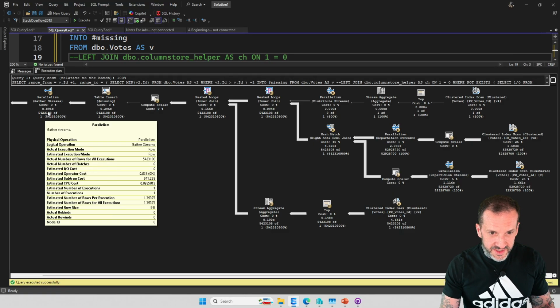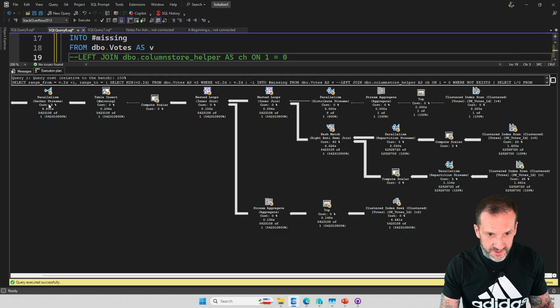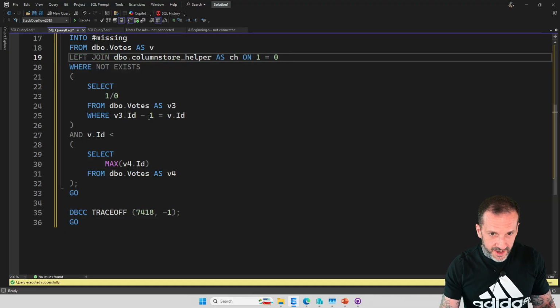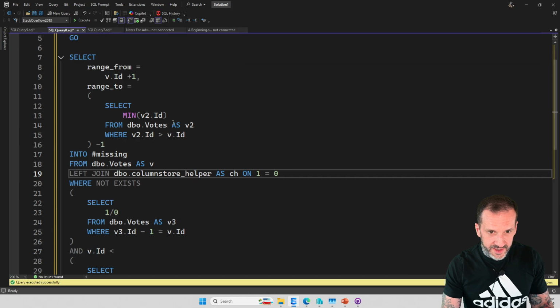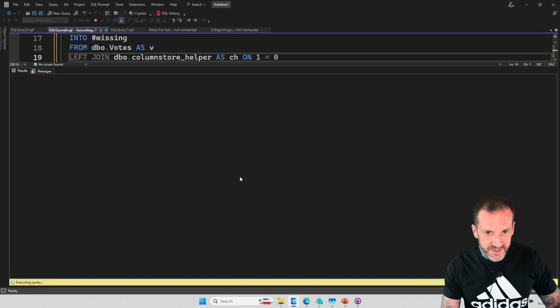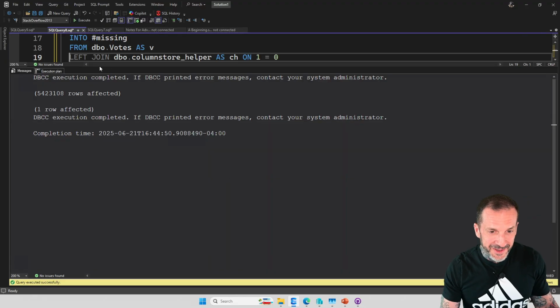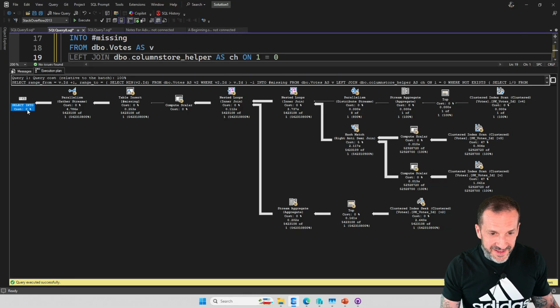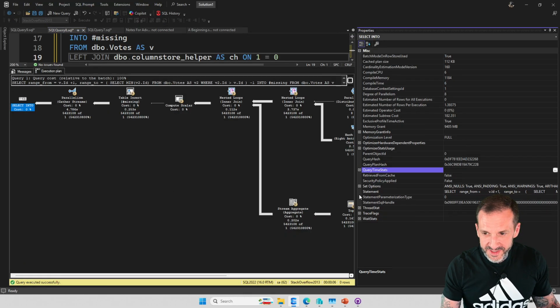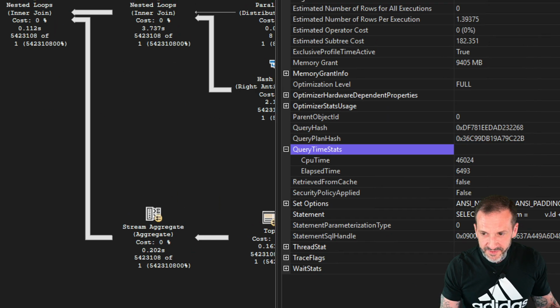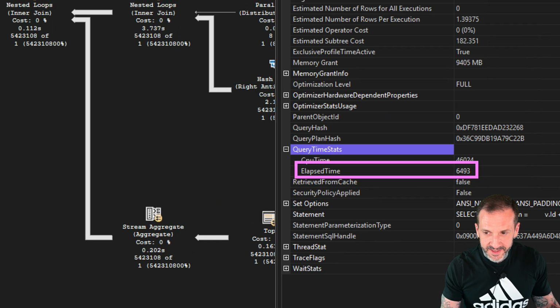So let's put this in now. We have just a hair under 14 seconds for this. Remember, this lied to us. When we looked at the query time stats, wall clock time was almost 14 seconds. So let's put this in. We're going to tag in our column store helper friend here, and we're going to run this and see what happens. I spent all that time warning you about the trace flag without ever actually explaining what the trace flag does. So this no longer takes almost 14 seconds. If you look at the query time stats for this now, we are down to 6.5 seconds.